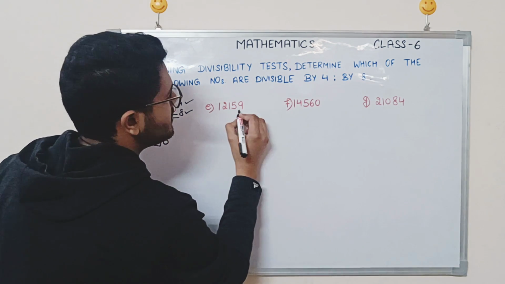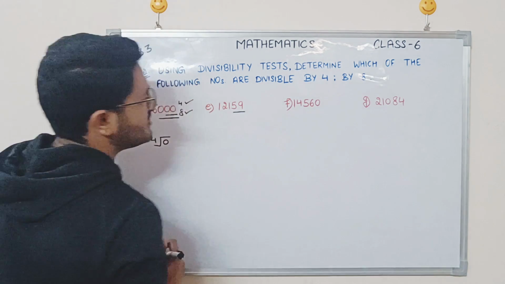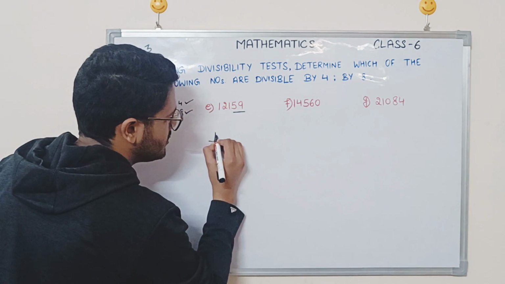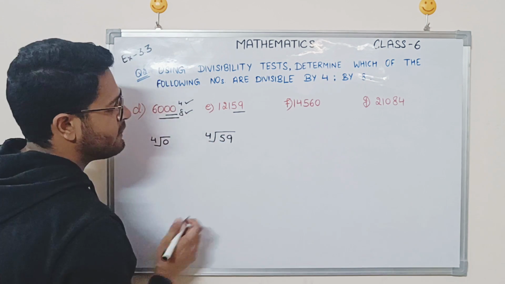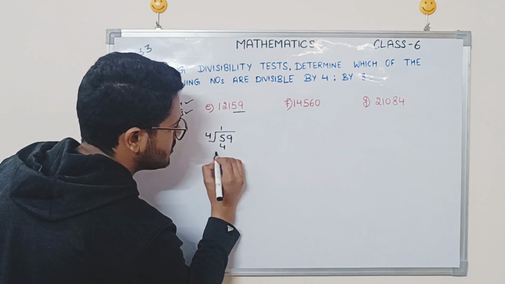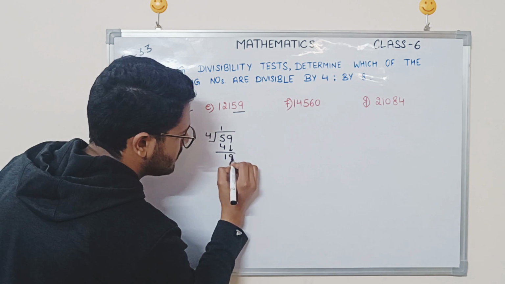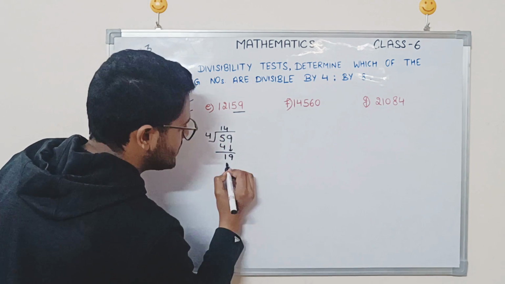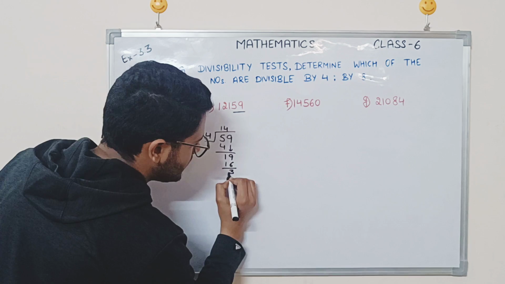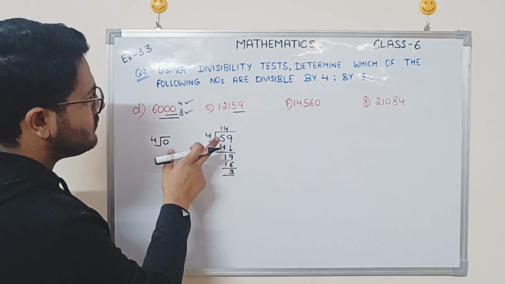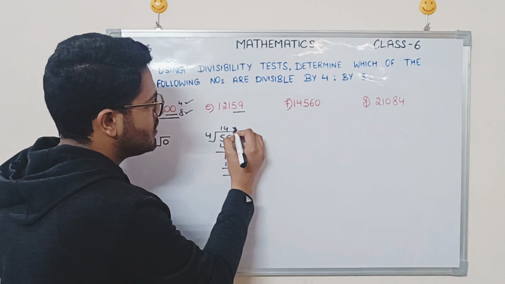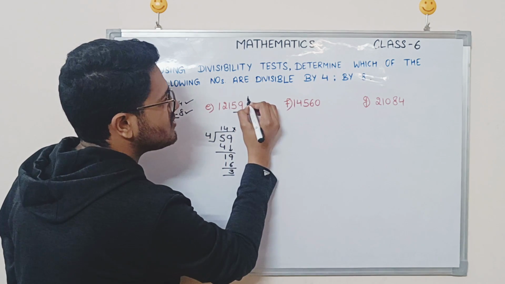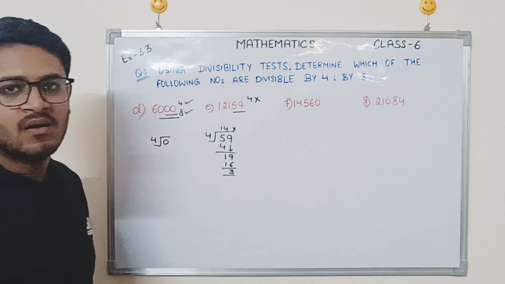12,159. For divisibility by 4, let's take the last two digits, which is 59. So 59 divided by 4. 4 ones are 4, 1, 9. 4 fours are 16. The remainder will be 3. So 59 is not completely divisible by 4. Therefore, this whole number is also not divisible by 4.